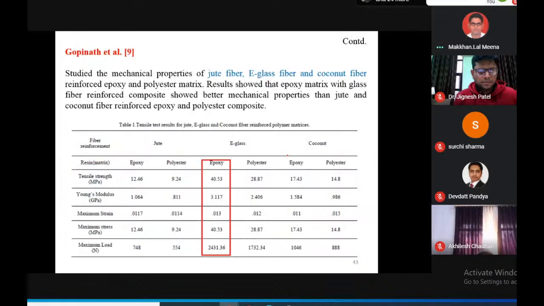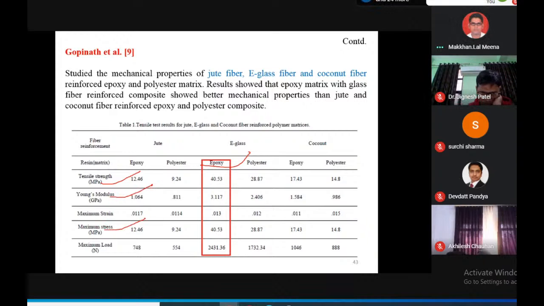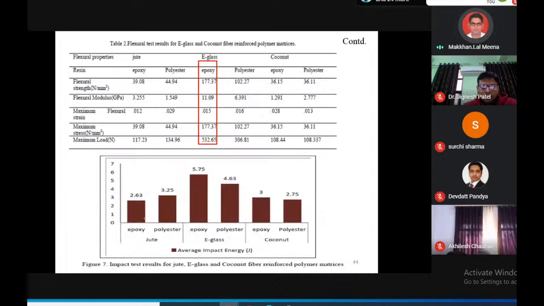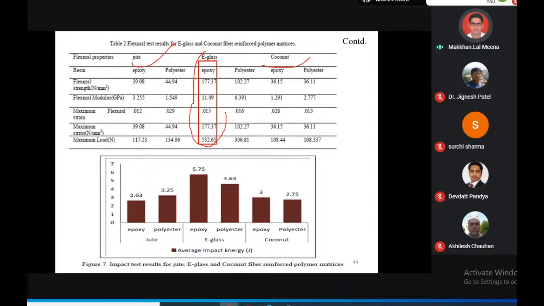And this is another paper, Gopinath. Gopinath studied the mechanical properties of jute fiber, e-glass fiber, coconut fiber reinforced epoxy and polyester matrix, and results showed that the epoxy matrix with glass fiber reinforced composite showed better tensile strength, Young's modulus, and other stresses. This is for e-glass, also higher as compared to jute epoxy and coconut epoxy, and e-glass epoxy is better as compared to the other properties. We can see in this also impact energy is higher as compared to the epoxy polyesters of jute and coconut.